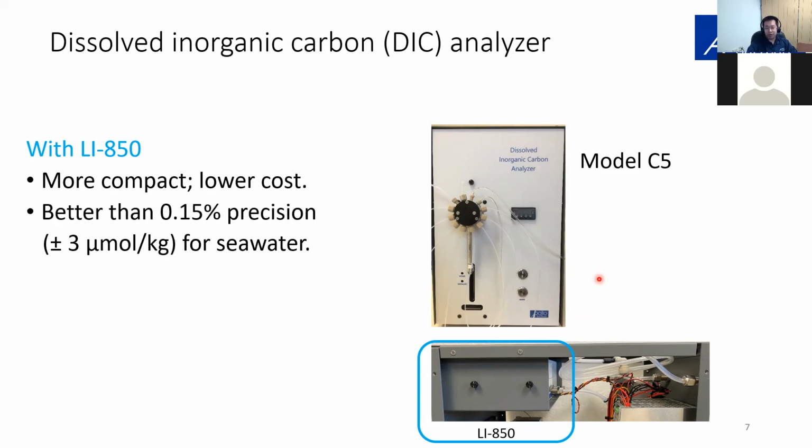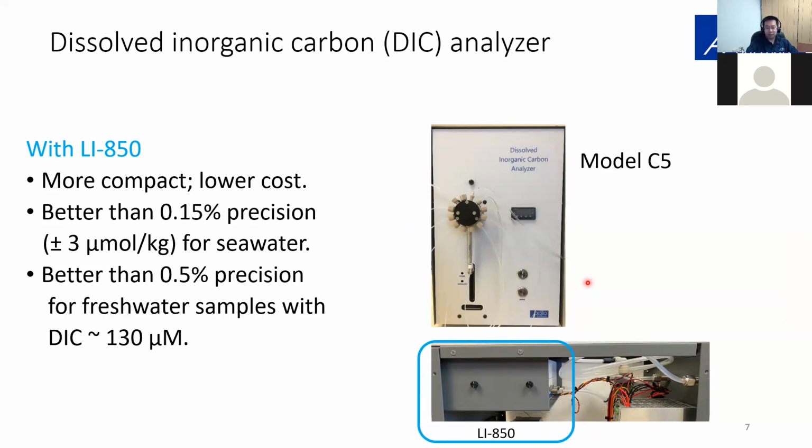Precision-wise, we can provide 0.15%, or about 3 micromoles per liter, for a typical seawater. And for freshwater samples with DIC level around 130 micromoles per liter, we can provide a precision better than 0.5%.